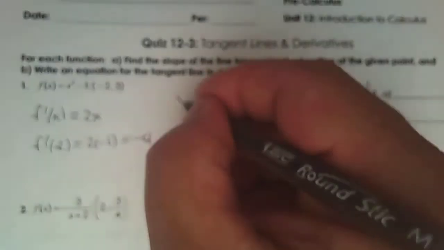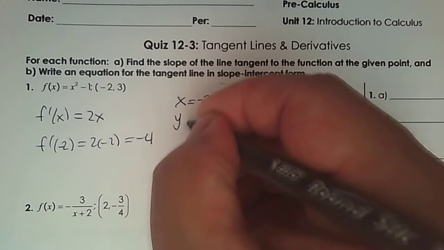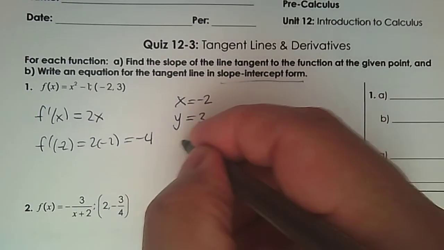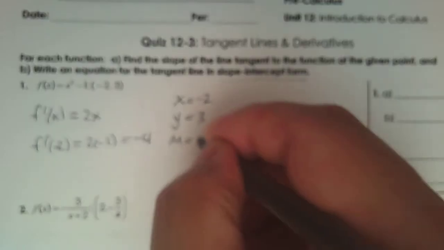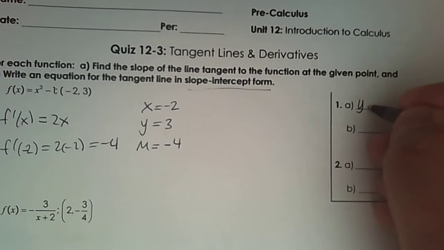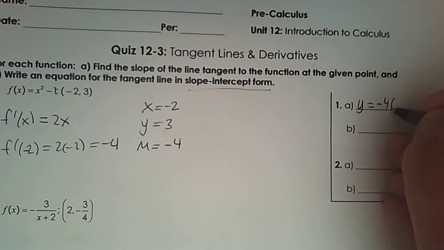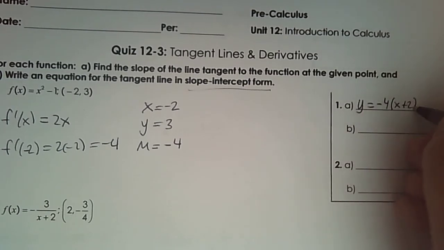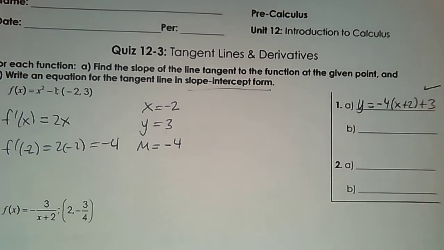So what I need to know is the x value is negative 2. The y value is 3. And we just found the slope of the tangent line there, which is negative 4. So if I put it together, the answer for 1a is y equals negative 4 times (x plus 2) plus 3. Give yourself a check mark.